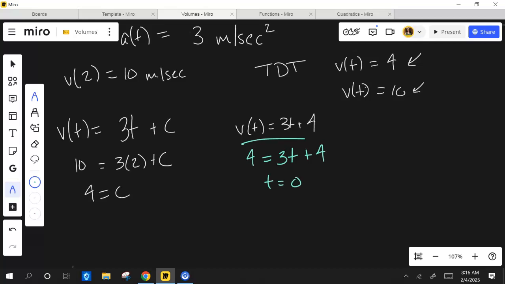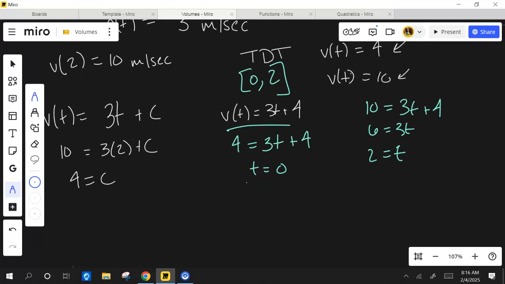Well, you're just setting velocity equal to that. This is going to be 0, you subtract 4. So I'm going total distance traveled from 0 to, well, when is it 10? Subtract 4. I still have not answered the question. I need total distance traveled from time 0 to time 2. So now I'm going to integrate velocity from 0 to 2.